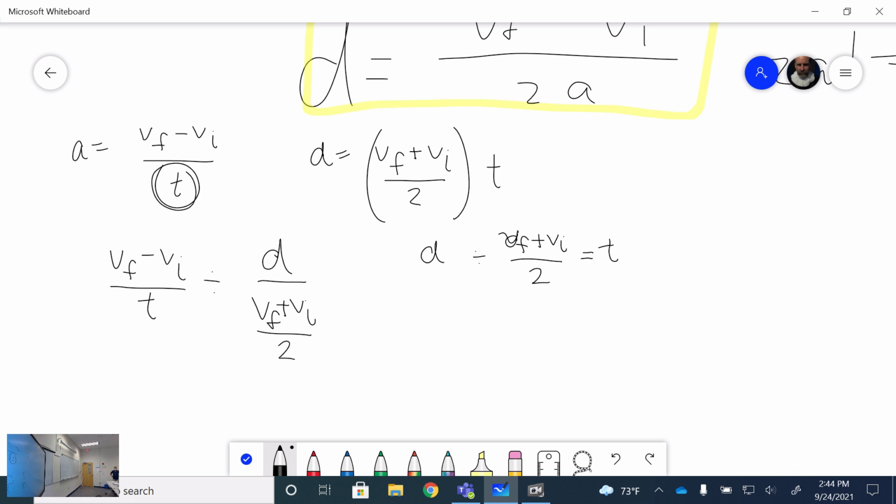Although of course you'd just bring along the 2. I think if you bring along the 2, we're going to end up in the place that we just ended up above.